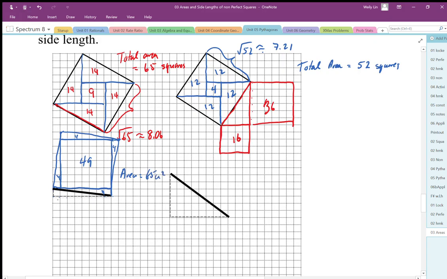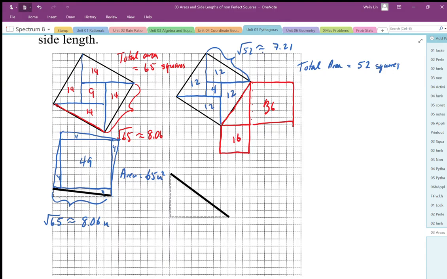So this side length works out to be the square root of 65, which is just a little bit longer than 8. In fact, these two lines, although they're at different angles, they're actually the same length. Okay, because they both have the same size square, and so they both are about 8.06 units long. Okay, so I'll clean that up a bit. 65 units squared.